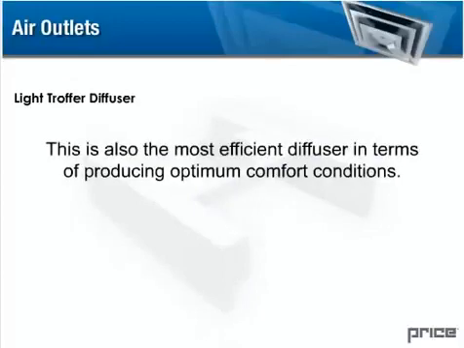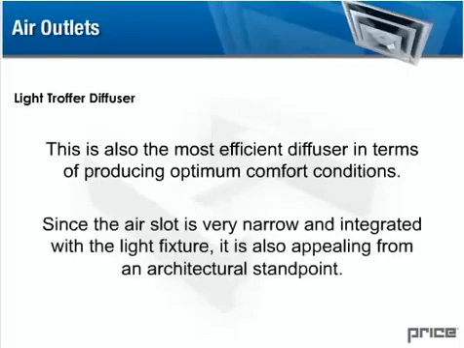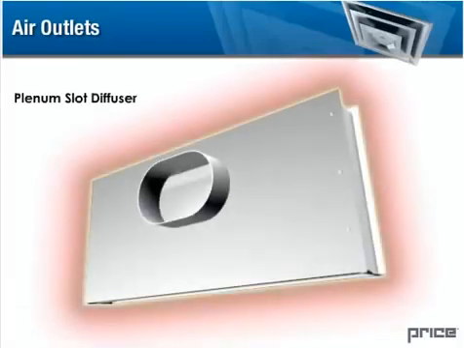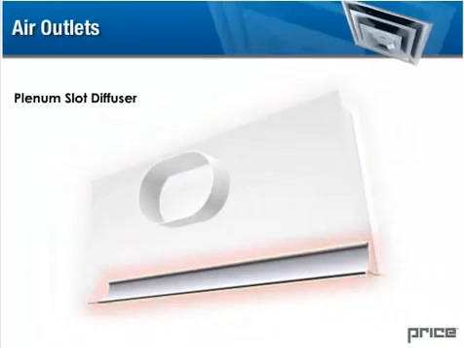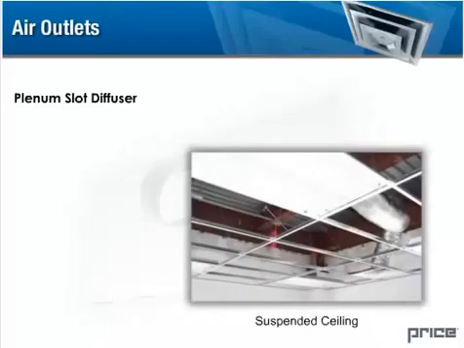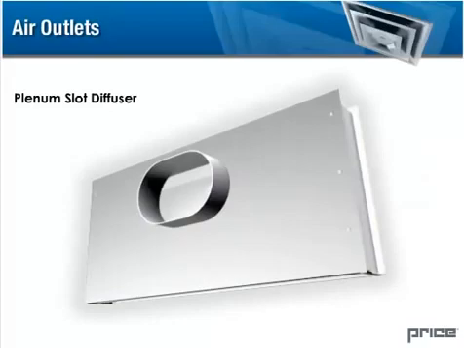This is also the most efficient diffuser in terms of producing optimum comfort conditions. Since the air slot is very narrow and integrated with the light fixture, it's also appealing from an architectural standpoint. Plenum slot diffuser. These diffusers consist of a factory-fabricated plenum with integral pattern controllers for vertical or horizontal air pattern adjustment. Plenum slot diffusers are easy to install as they are designed to lay in on suspended ceiling grids. This feature also provides flexibility for future tenant revisions.